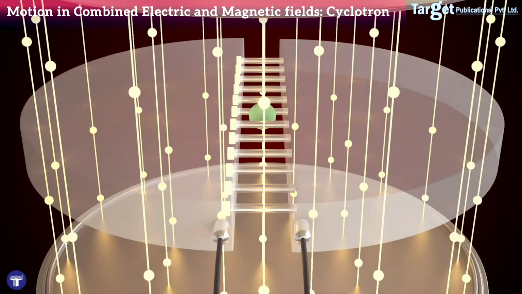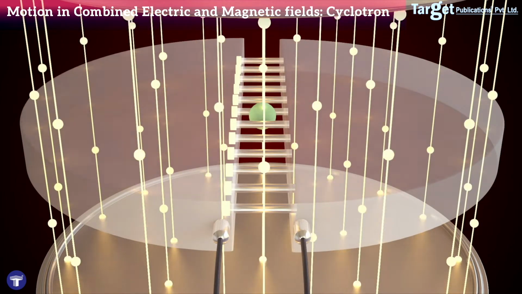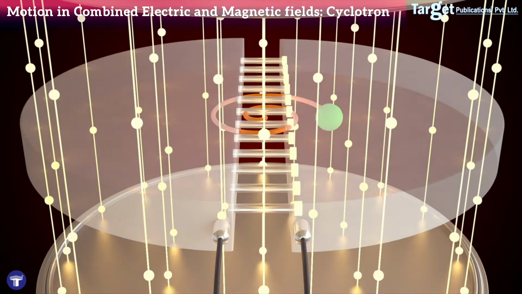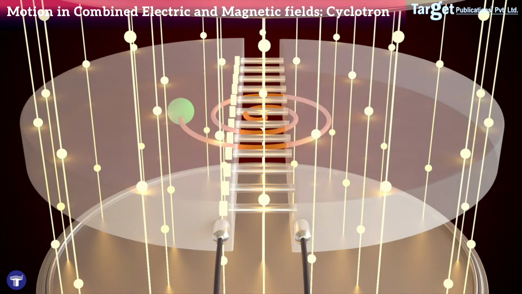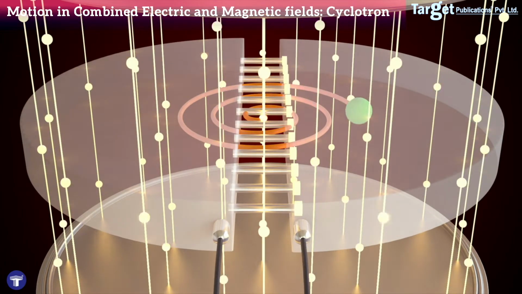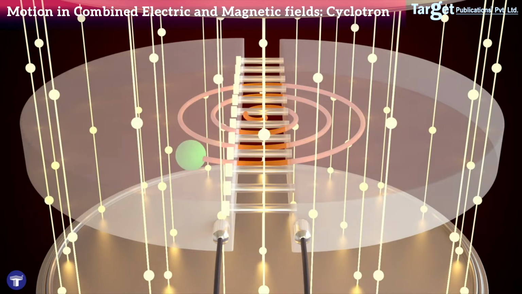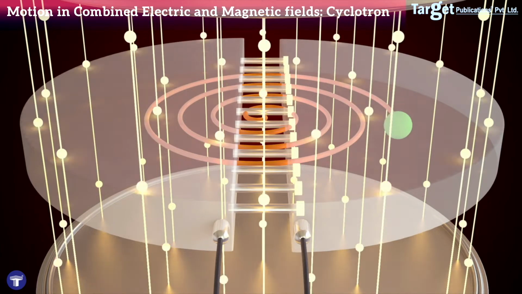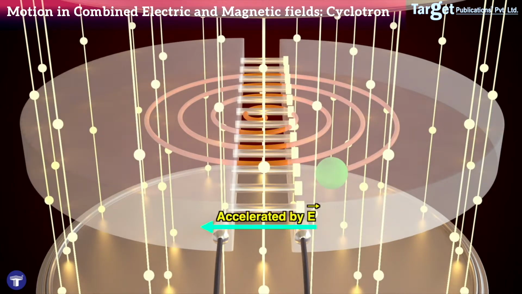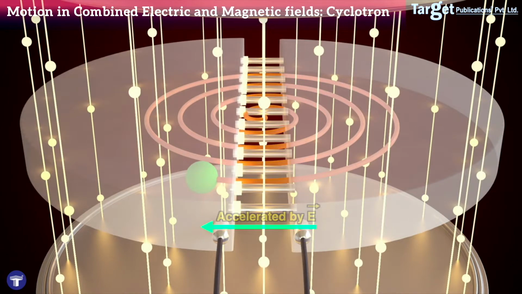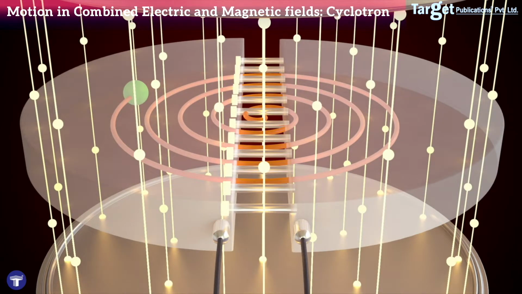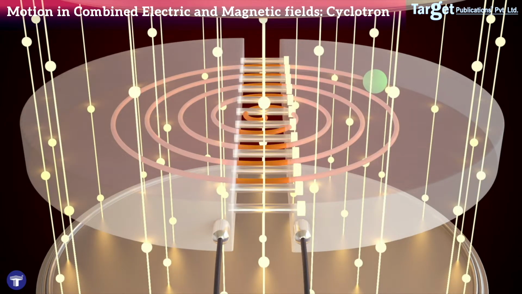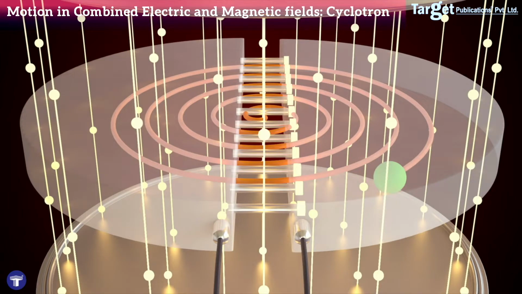The charged particles are released at the center P, enter the metal Ds, and each time the particle moves from one D to another, it is acted upon by the electric field. The sign of the electric field is changed alternately so that the particle is accelerated each time it crosses the gap. This ensures that the particle is always accelerated by the electric field. Each time this acceleration increases the energy of the particle, and thus the radius of the circular path increases so that a spiral path is produced.